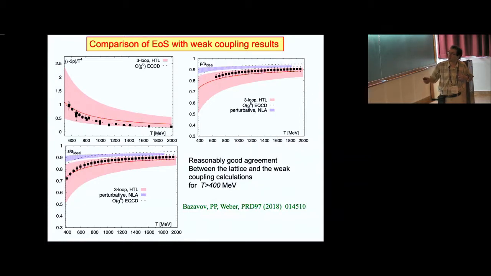The lattice data are obviously the black dots. The band essentially corresponds to, so there is a central value which corresponds to some scale choice, which is 2 pi T, the canonical scale choice, and then you vary the renormalization scale by a factor of 2, you get this band, and within this band, the lattice data seem to agree quite well. There is also another calculation that uses electrostatic QCD, which I introduced in the first lecture as well, that's shown as a dashed band, and that again seems to be in reasonably good agreement with the data.